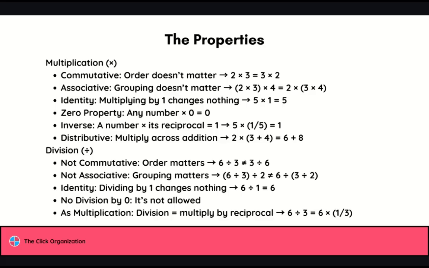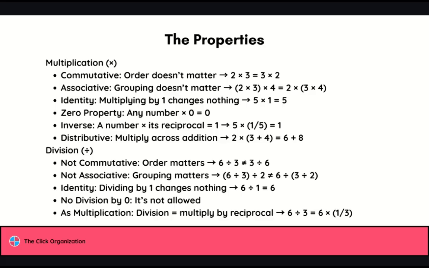Division. Division, like subtraction, is not commutative and not associative. The identity element for division is 1. There is no division by 0, because if you divide a number by 0, it equals infinity. And like multiplication, division means multiplying by the reciprocal. That's why we say that division is the operation that is the reverse of multiplication. It's the opposite of multiplication, because division literally means multiplied by the reciprocal.